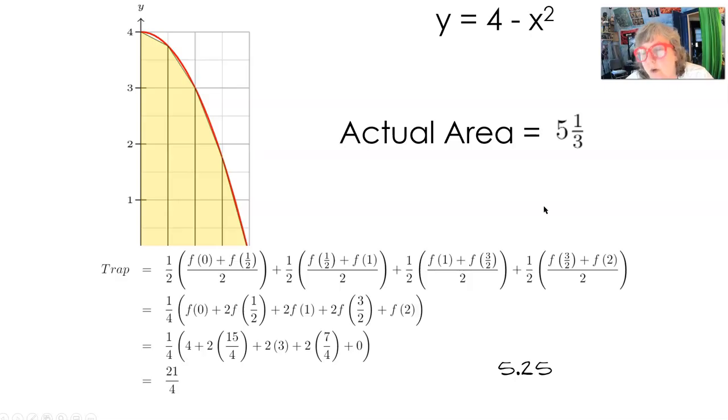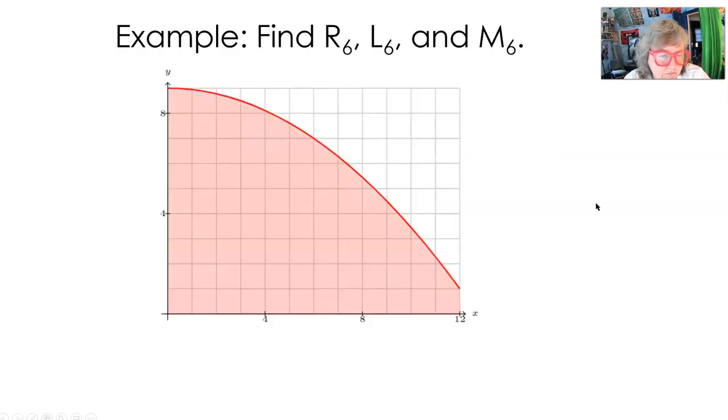Obviously, the more boxes you use, the better your estimate will be. And if it is integrable, it doesn't matter which method you use. If you take the limit and take tons of boxes, you'll get the same answer for any method. So let me get you to try one.